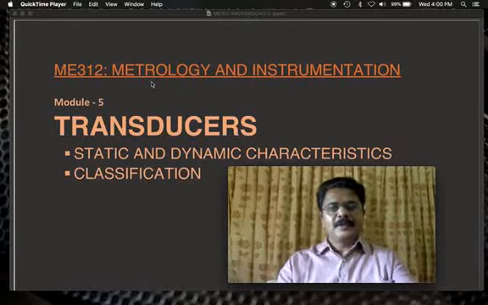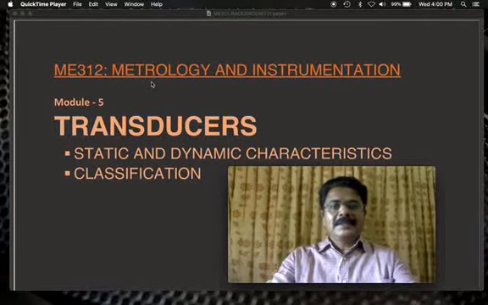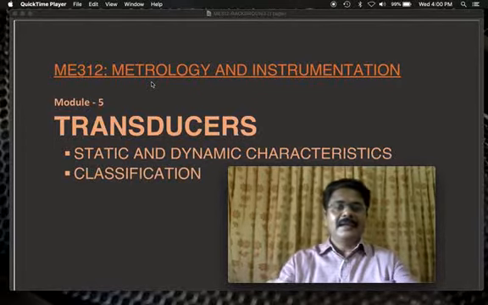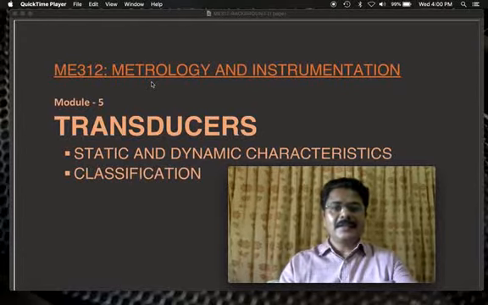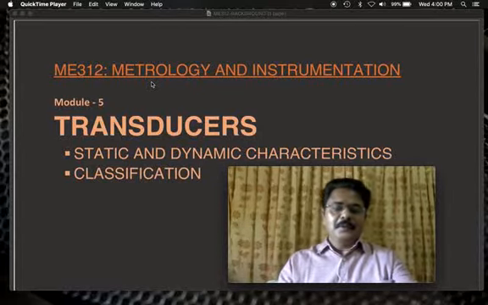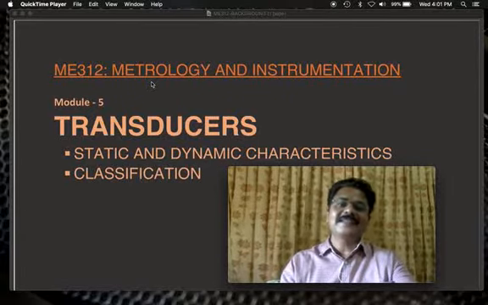In this session of metrology and instrumentation, we are discussing transducers. People usually call transducers sensors interchangeably, because in any sensing element there will be an element interacting with the external world to sense a physical parameter, and then it will be transduced to electrical signals. So there is a sensing part and a transducing part. Without sensing, no transduction happens. So people usually call sensors transducers or transducers sensors.